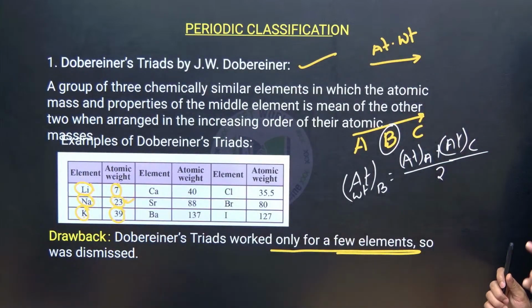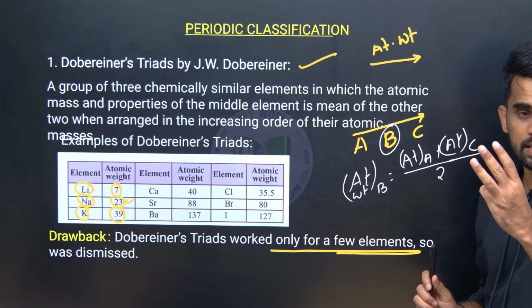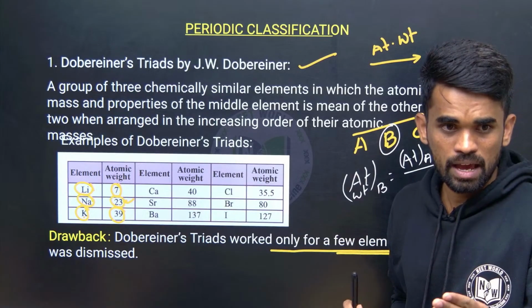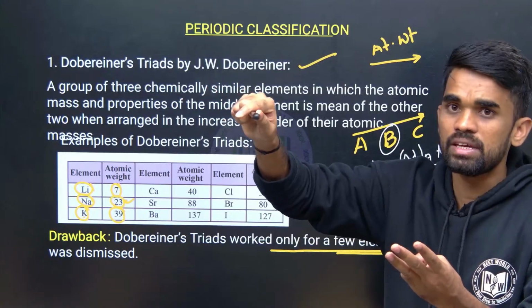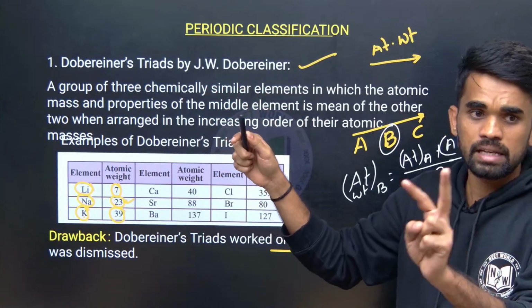Clear now? What did he take? He took a set of 3 elements and called it a triad. He arranged them in increasing order of their atomic weights. Now the middle element will have the average of the first and third elements. That's it.